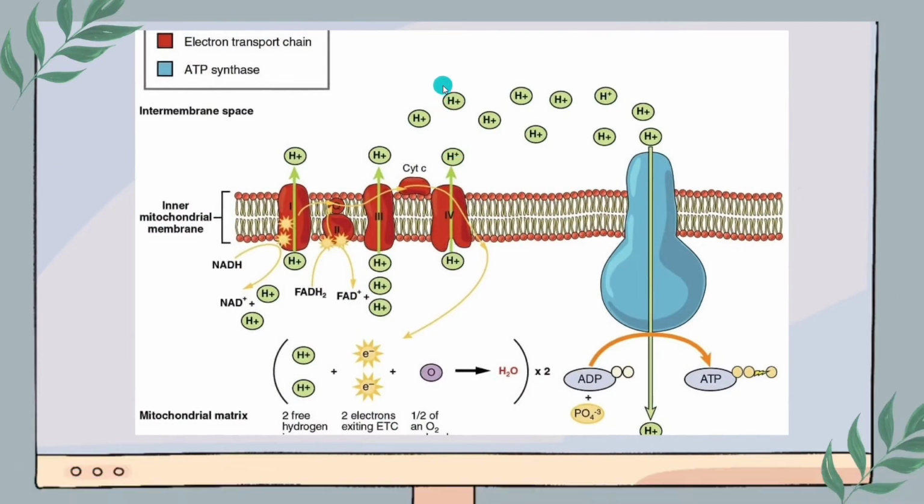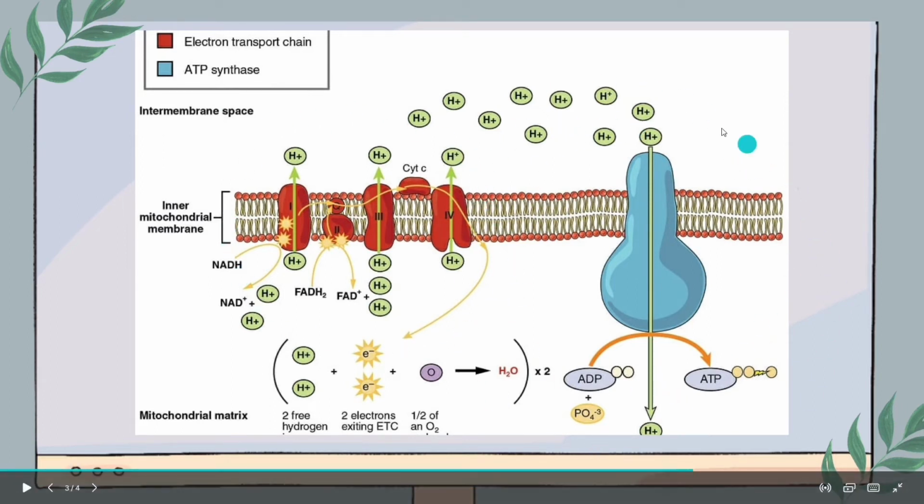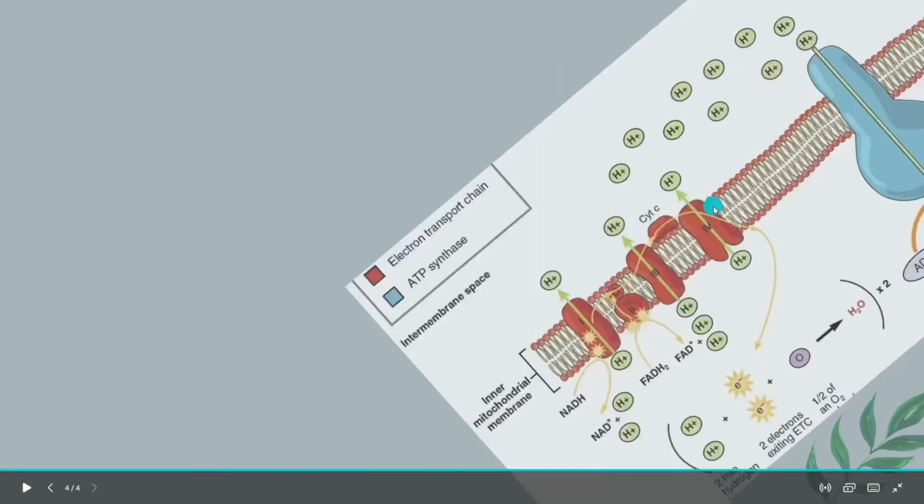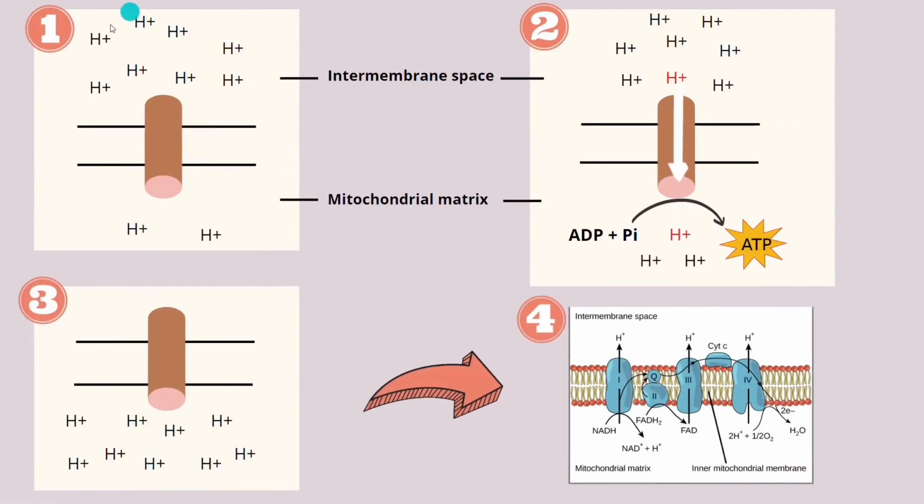The chemiosmosis process is related to the electron transport chain. So this site is where the electron transport chain occurs, while this site is where the chemiosmosis takes place. The accumulation of H+ in the intermembrane space creates a proton gradient across the mitochondrial membrane. That means there is high concentration of protons in the intermembrane space compared to mitochondrial matrix.